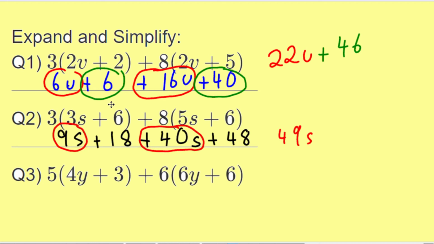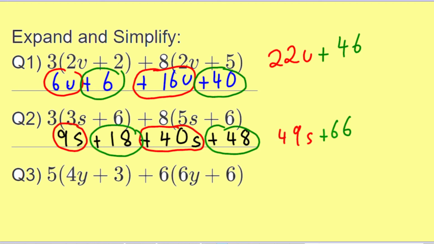And then we've got 18 plus 48. Oops, circle that, plus 48. And that's going to give us positive 66. Okay, the last one.